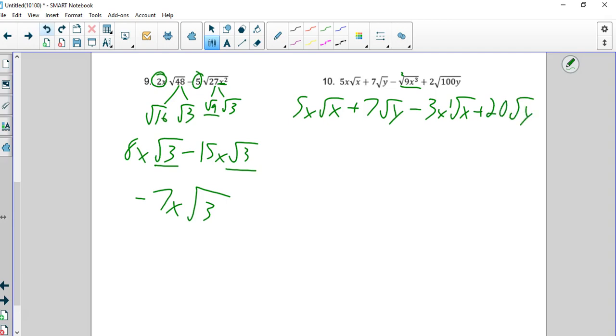Radical y. Now I look for like terms. Radical y's, square root of y, and square root of x's. So 5x, take away 3x is 2x, square root of x. 7 plus 20 is 27, square root of y. And that be all.